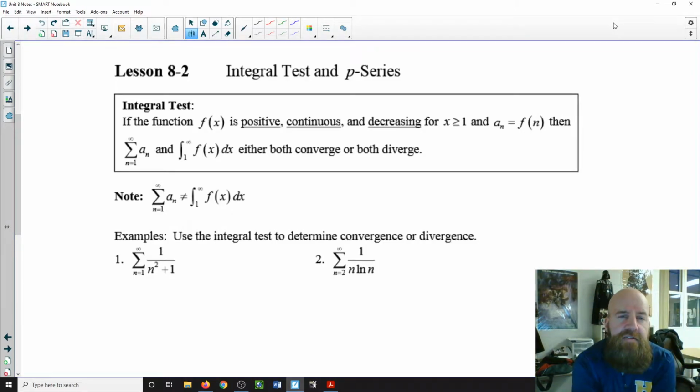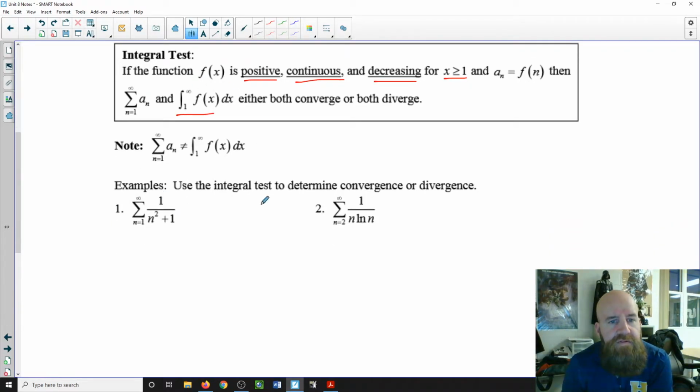Integral test is used when the function is positive, continuous, and decreasing for all values at 1 and after. Okay, then if those conditions are met, we can say the series would converge if the integral converges. Or we can say that the series diverges if the integral diverges.